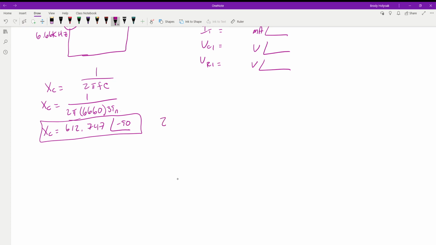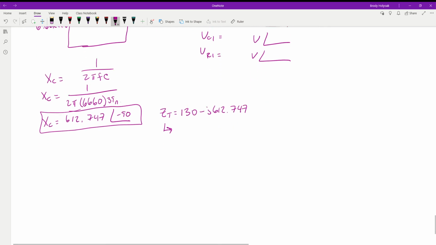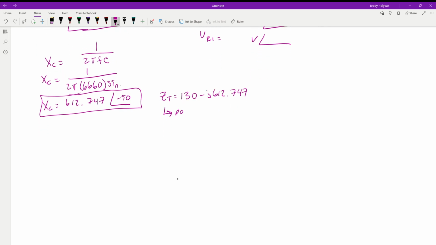Now the Z total that we have is going to be equal to the 130 ohm resistor minus J of 612.747. We're going to need this value in polar because we're going to find current with it. So this value we need to convert, and if we look at our answers, our impedance total we want in polar notation as indicated above. So we have to convert this through polar.